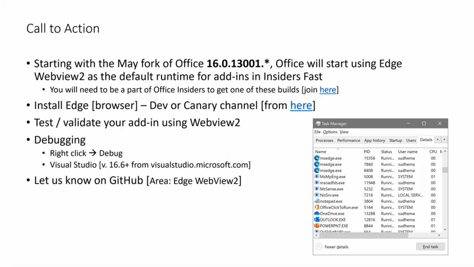This is the version number that you'll see. That's our May fork of Office 365, the 16.0.13001. That version plus will contain the integration with Edge WebView 2 being the runtime for Office add-ins. And again, that's only going to be available in Insiders Fast starting about a week or a week and a half. So just definitely keep on the lookout for it. And as soon as that's available, just remember that as long as you're in the Insiders Fast ring, your Office add-in is going to start running on the Edge WebView 2 runtime.